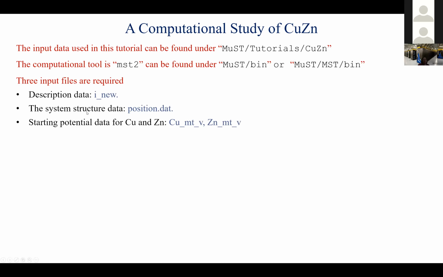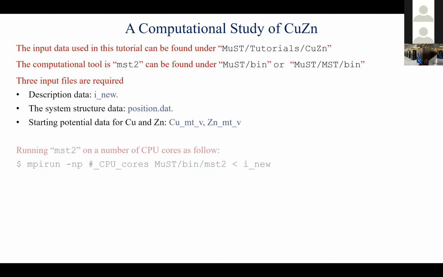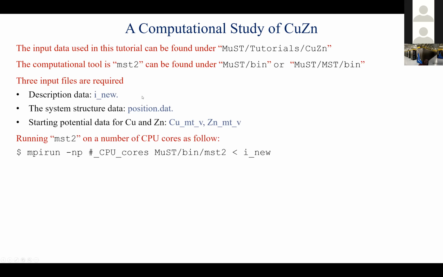And the system structure data, I call position.data. The file name can be arbitrary. You can call it whatever you like, but it has to be consistent with whatever is given in the description data. The position data contains the positions of the atoms in the system that you try to simulate. And then, of course, when you run the calculation, you have to have some kind of starting potential, where in this case we only have copper and zinc. So we have a starting potential for the copper atom and a starting potential for the zinc atom. This is the starting potential to begin the calculation. So these are the three types of input data required to run the calculation.